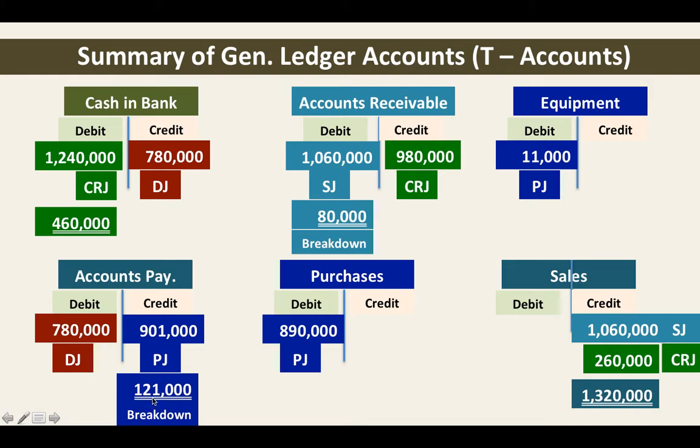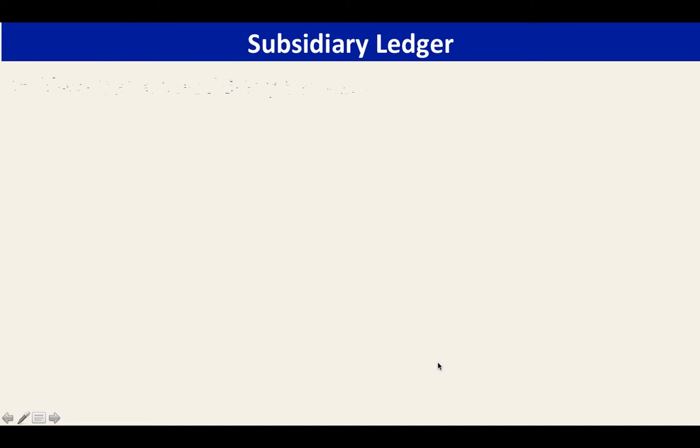So to resolve that, we have to maintain another set of records. And this is your subsidiary ledger. Okay? We have to maintain a subsidiary ledger for your accounts receivable and a subsidiary ledger for your accounts payable. Okay? So, what is subsidiary ledger? So we will discuss now subsidiary ledger.